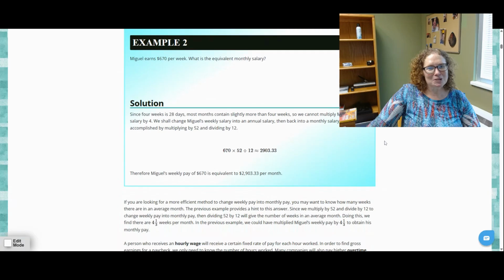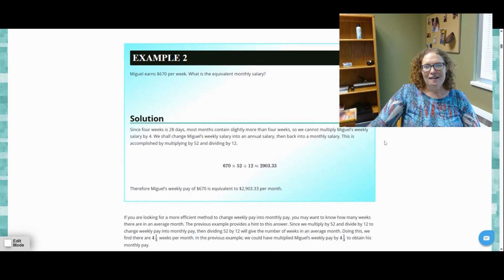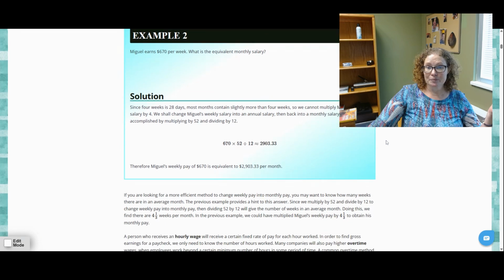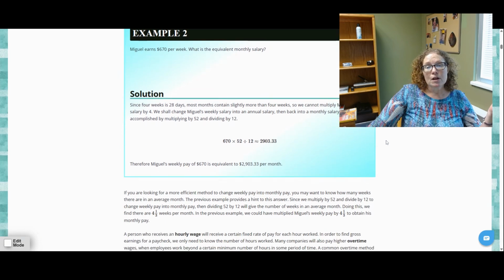So, example 2. Miguel earns $670 per week. So this is a little different. Before we were talking about the annual and we were going the other way. So this way, we want to know the equivalent monthly salary. So 4 weeks is 28 days, plus or minus, or plus sometimes. We can't multiply his weekly salary by 4.